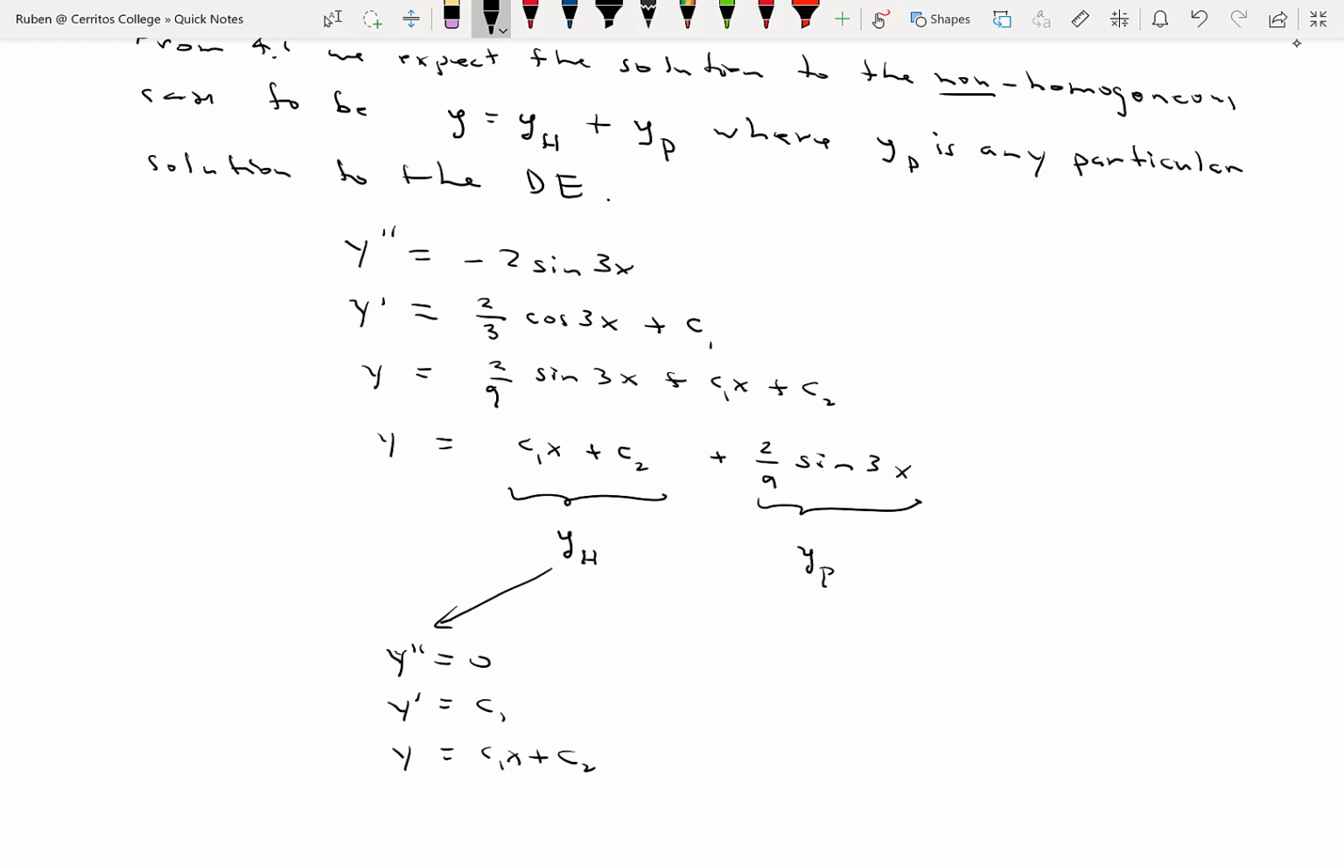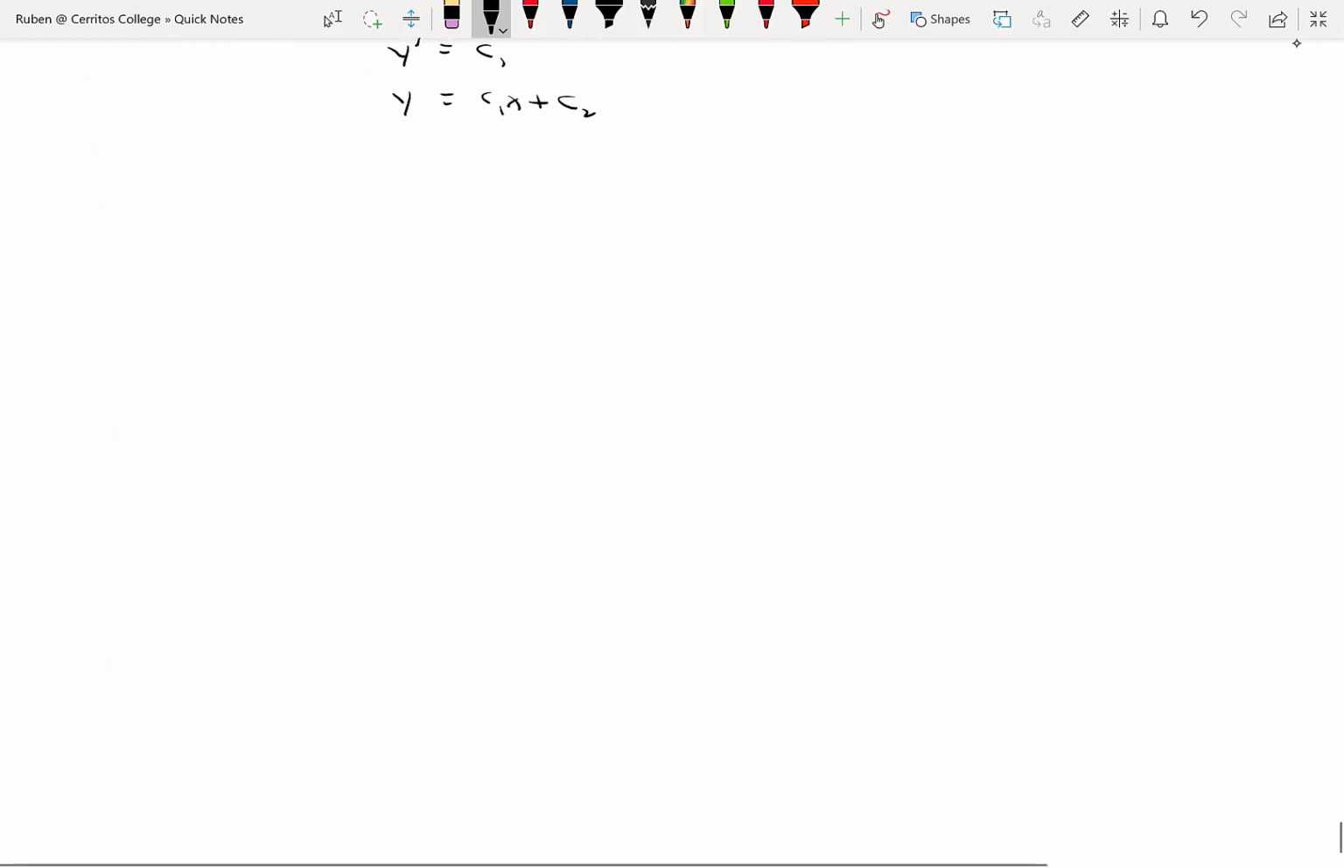So to recap really quickly, the y sub h that we found was done in section 4.1. Our task is to figure out a general way of finding the particular solution to the differential equation. Then we basically combine sections 4.2 and 4.3 to get the general solution of y sub h plus y sub p. So we'll start with an example. So here's where the section formally begins.